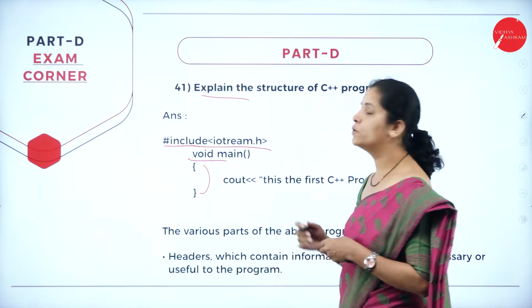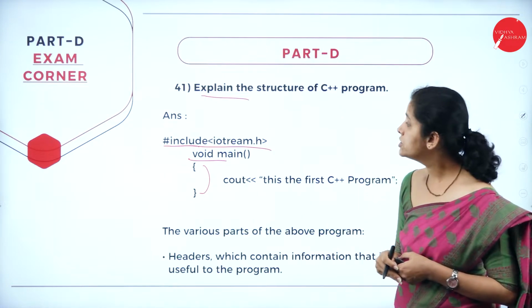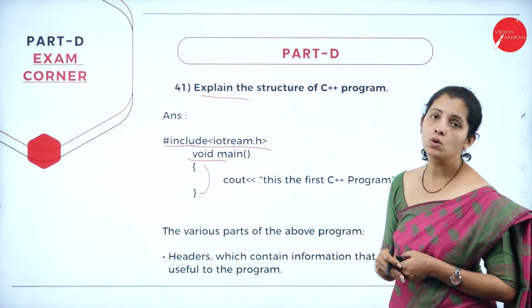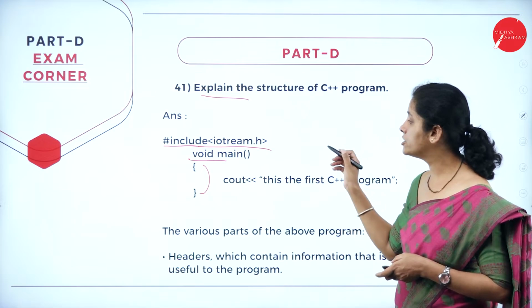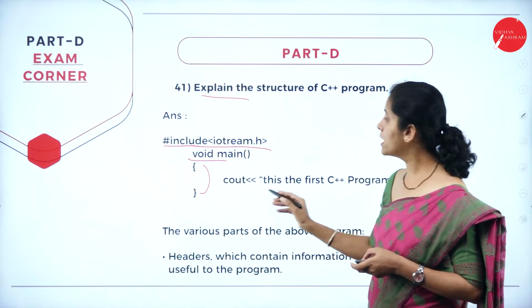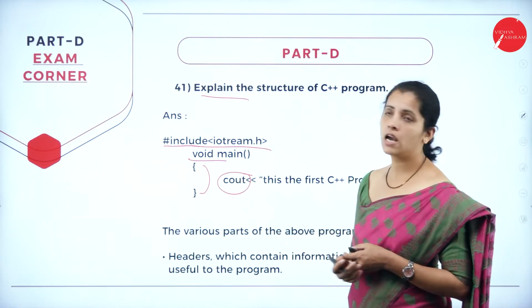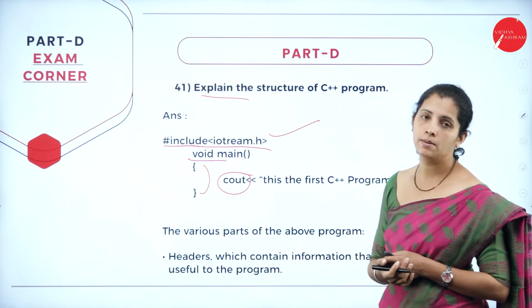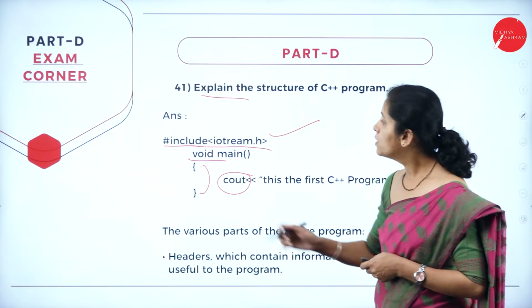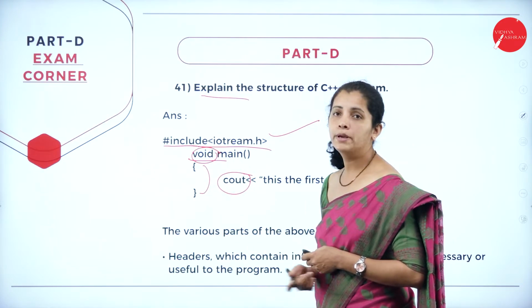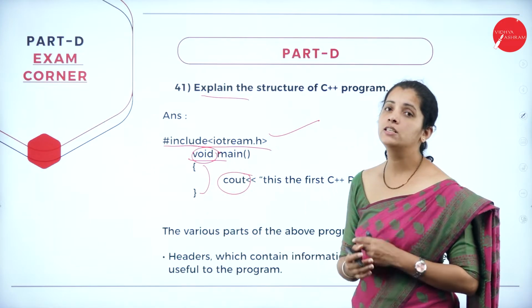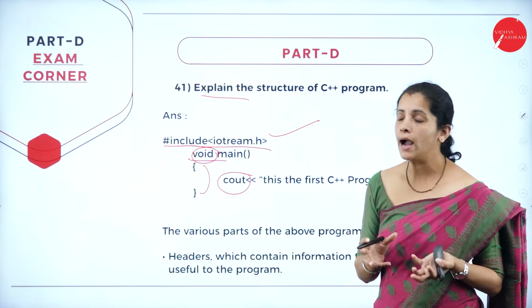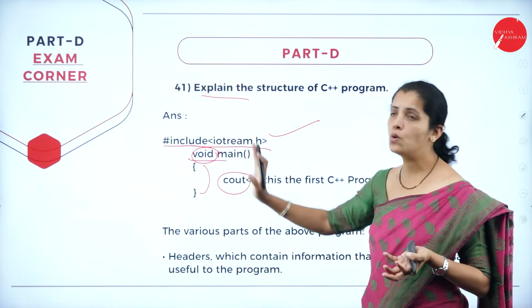At the beginning, I'm going to have hash include iostream.h. That means in my program, I'm going to make use of the cout statement. For that, I want to include this statement. Then, what is this void? Because this main function does not return any value. For that reason, it is void.